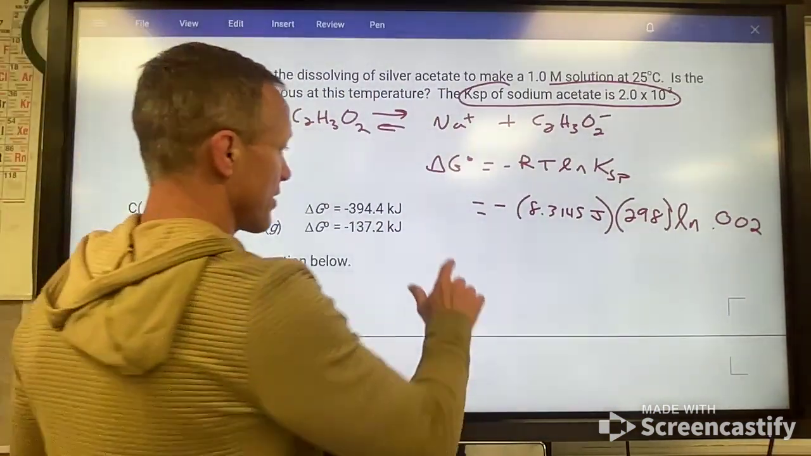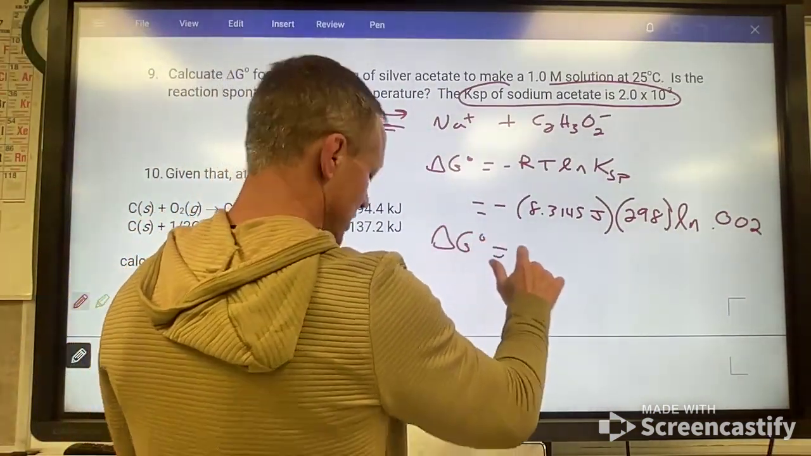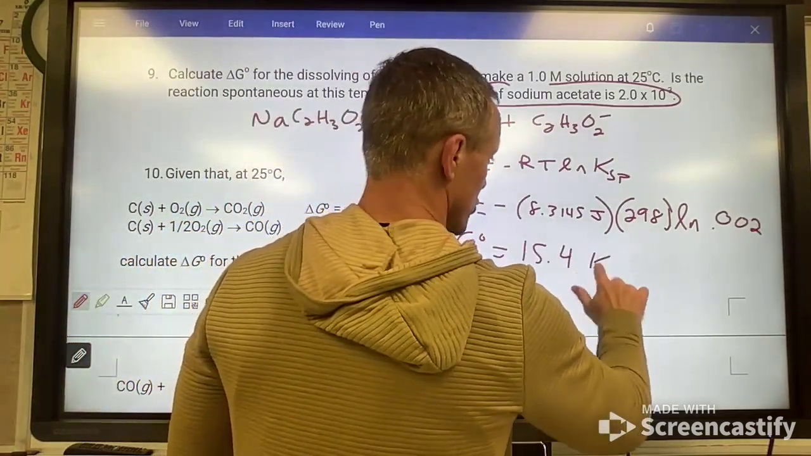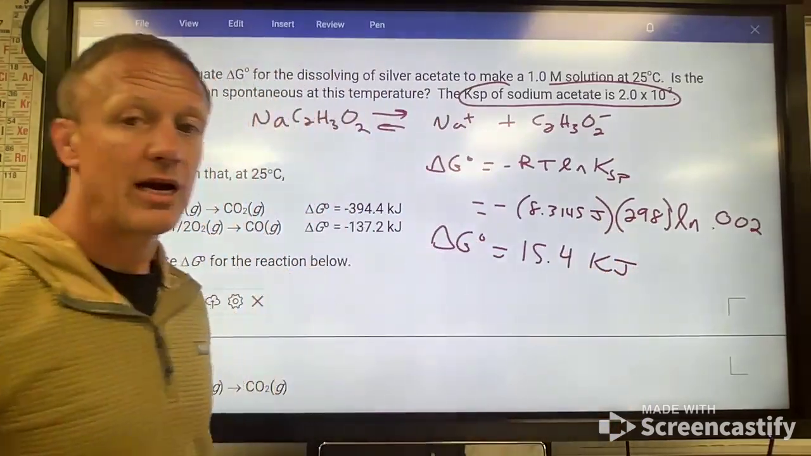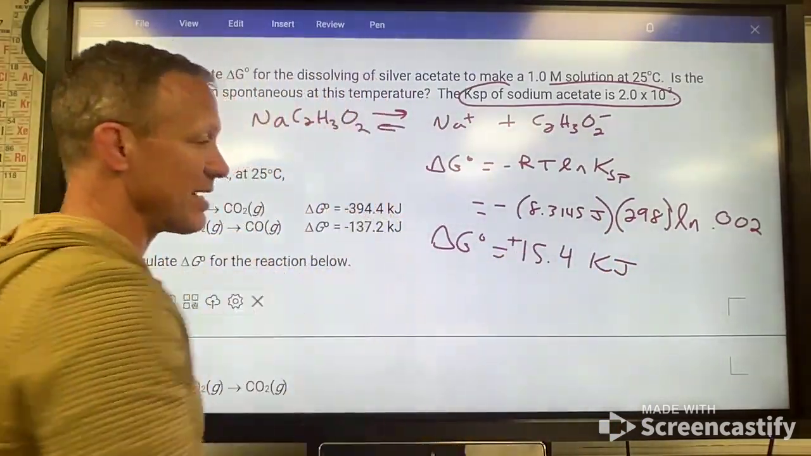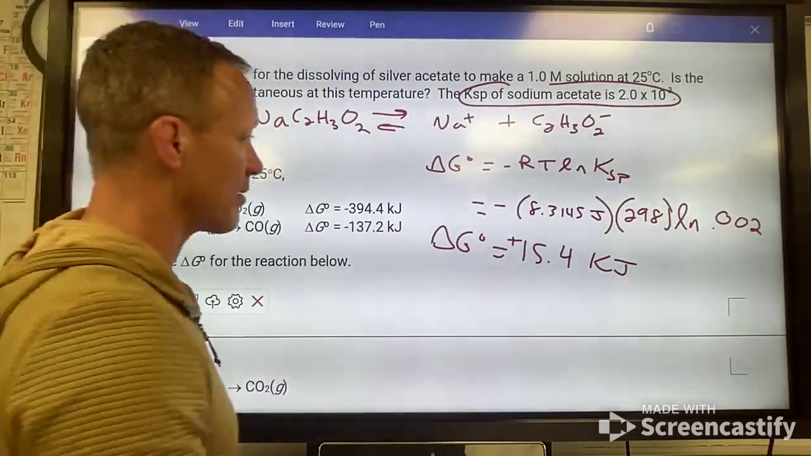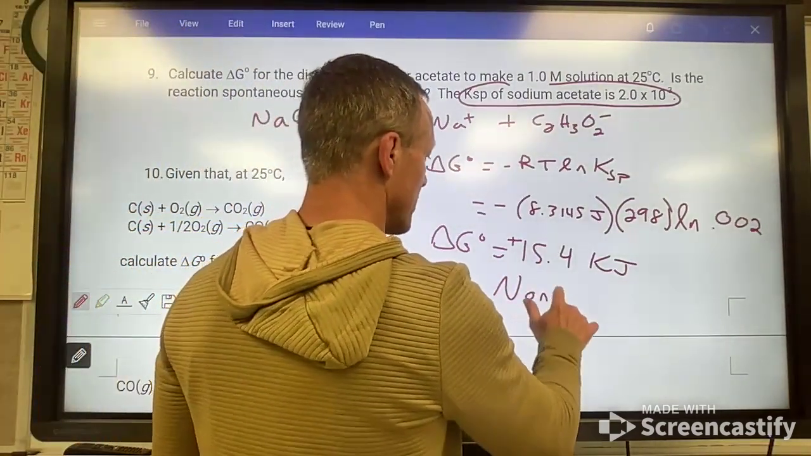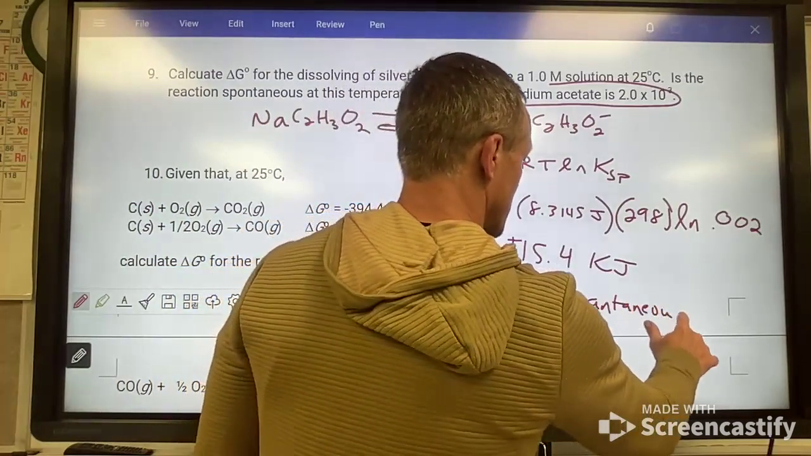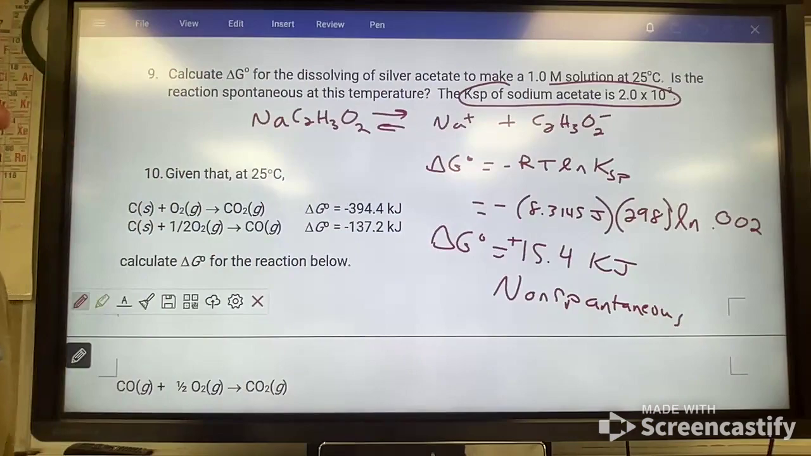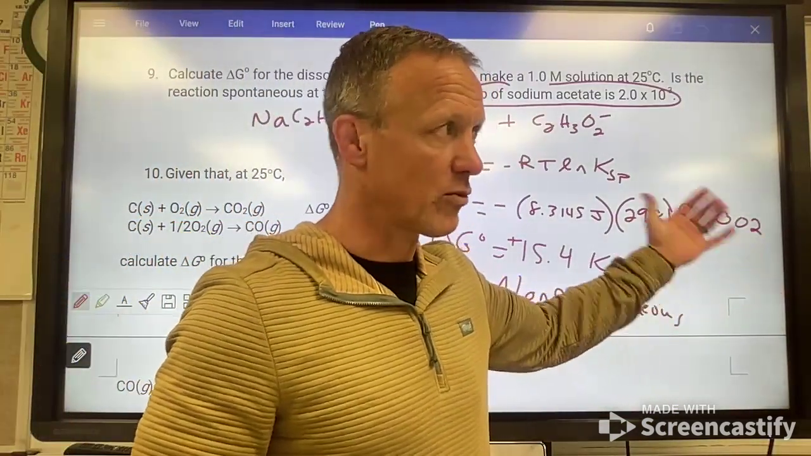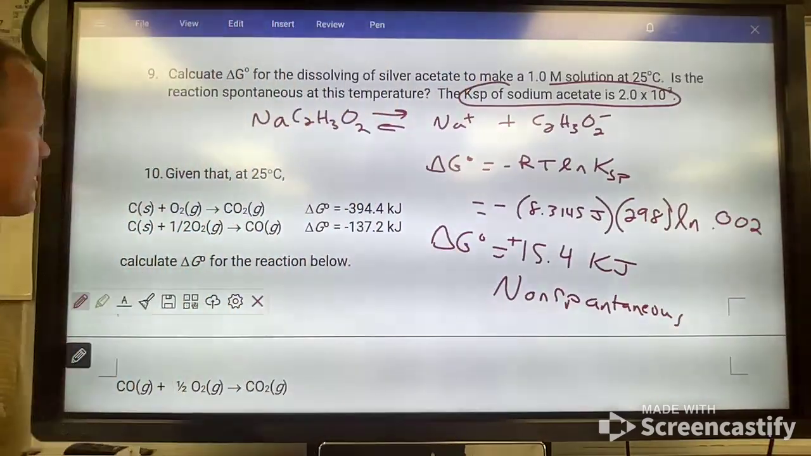You type that in your calculator. Your delta G is 15.4. That's kilojoules. It comes out in joules, I changed it to kilojoules. That is a positive value. So this is not spontaneous at that temperature. You have to heat it up probably to get it to be spontaneous and happen. Not spontaneous, which we would have known because our Ksp was less than 1. Less than 1 means non-spontaneous at that point in time.